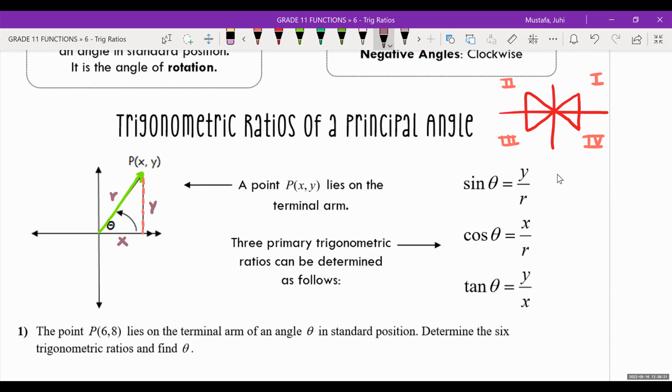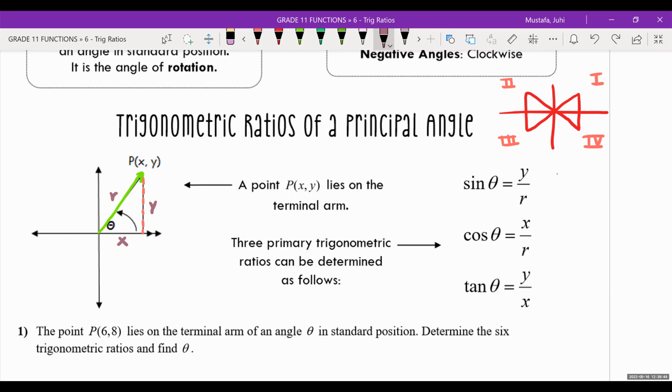X is allowed to be either positive or negative depending on which side of the line you draw it on. So if it's on this side, it'll be positive, but if we were drawing it this way, it can be negative. Y can also be positive and negative depending on which part you're on, but the R always has to be positive because if you're drawing a line, you can't have a negative measurement of an actual line. It always has to be positive.